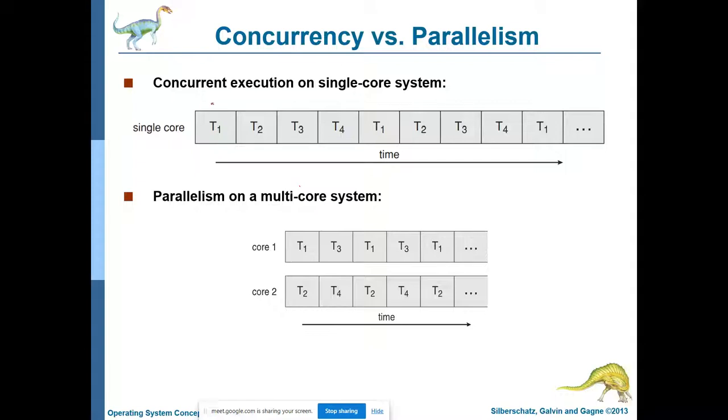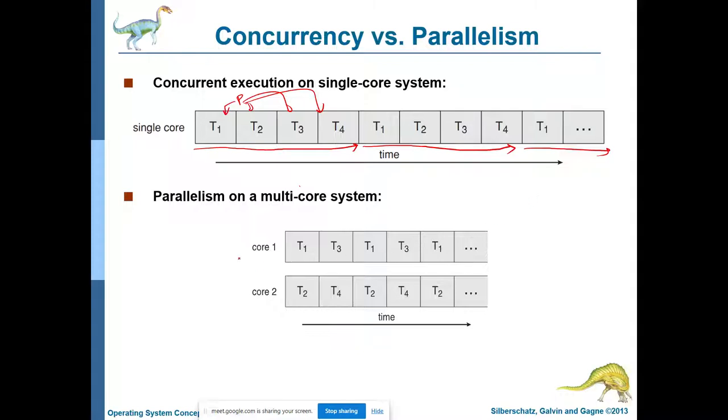This process P1 is divided into T1, T2, T3 and T4. Four threads. Now one task is completed up to here. Again it starts from T1 to T2. Like that, on the single core: T1, T2, T3, T4. Next, T1, T2, T3, T4. This is how concurrent execution works on a single core.